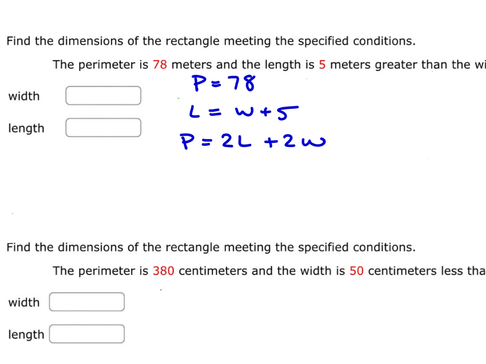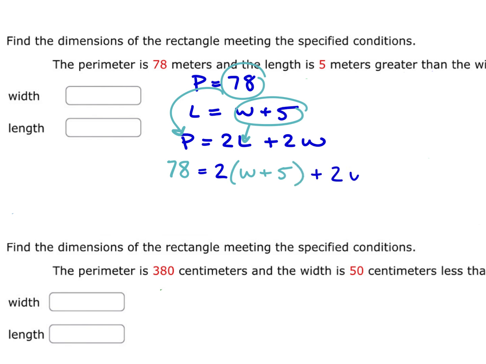So here we want to use substitution because it gives us P equals 78. So we'll plug this into our P here. And then it gives us L equals W plus 5. So I'm going to take this and plug it into the length. So we have 78 equals 2 times L, which is W plus 5, plus 2W.